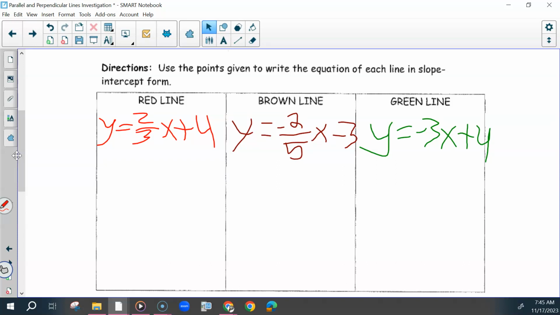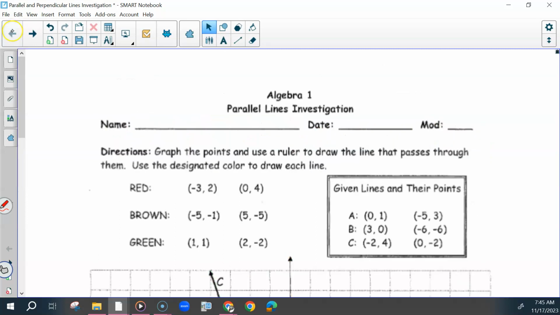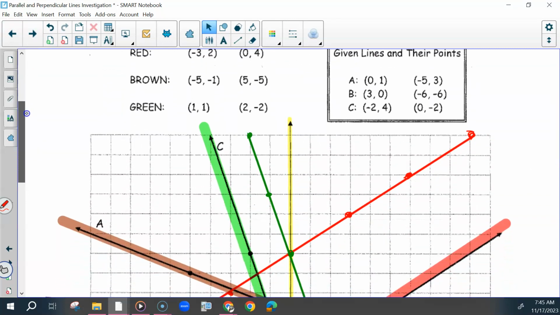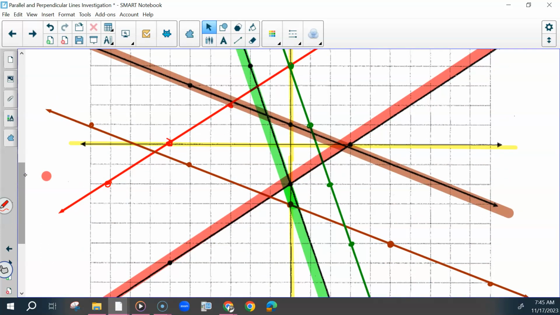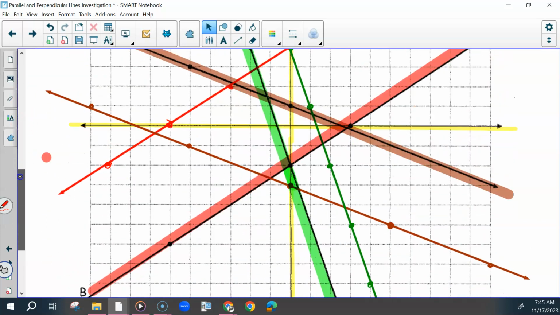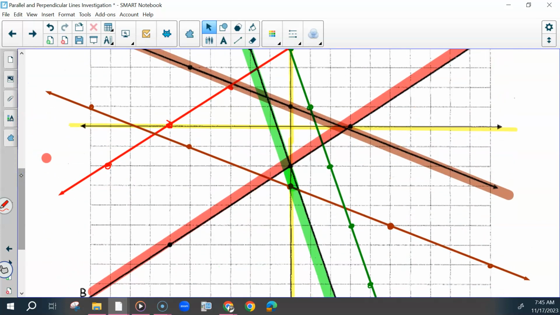For the last page, like on the front, how did you get your brown? So we had points at -5, -1. And at 5, -5. And then I found the slope of these, and then I put this. This is the one over here.